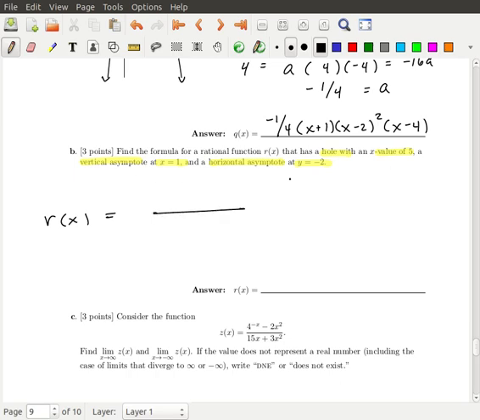So these 3 points will tell us about some linear factors of the numerator and the denominator. We've got a hole at x equals 5, and so that means we need to have an x minus 5 term on the top and the bottom. Have a vertical asymptote at x equals 1, that means we have to have an x minus 1 term on the bottom that is not on the top.